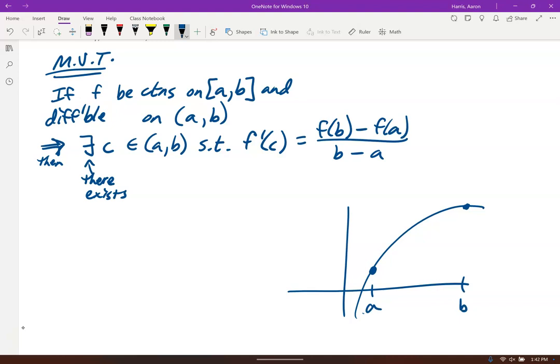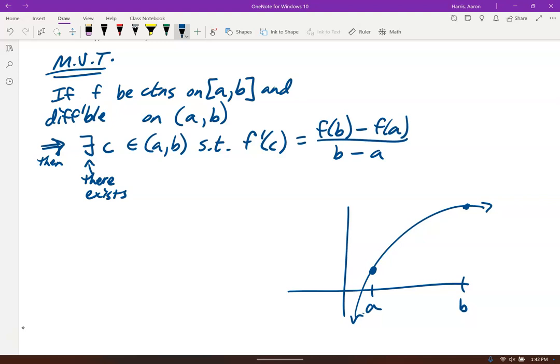Notice, first of all, it is continuous. I can draw this without lifting my pencil, right? Imagine this keeps going. Smooth and continuous. It's continuous on the closed interval. Is it differentiable? Well, as long as it's smooth and continuous, then it's differentiable, right? We can take the derivative on that open interval.